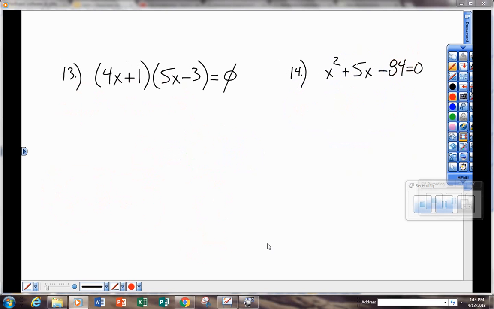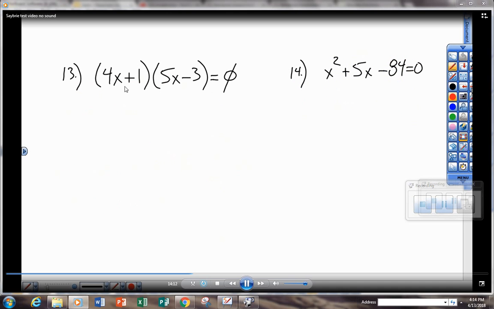They want you to solve these. This one is factored already, so I'm going to take those pieces and set them equal to 0. Again, this is just factored. It's not solved, it's factored.